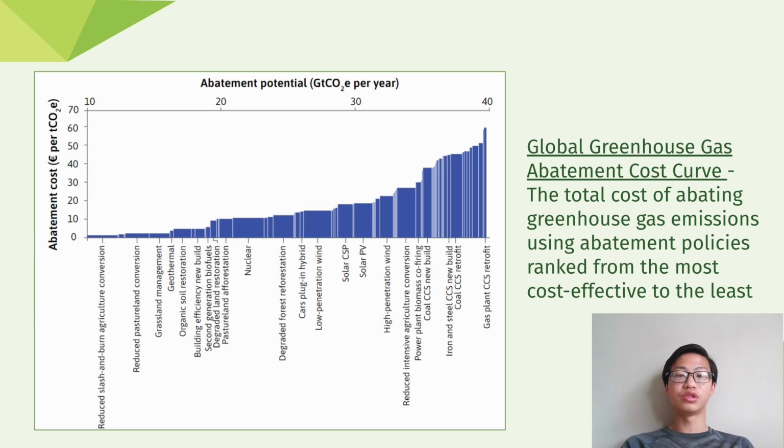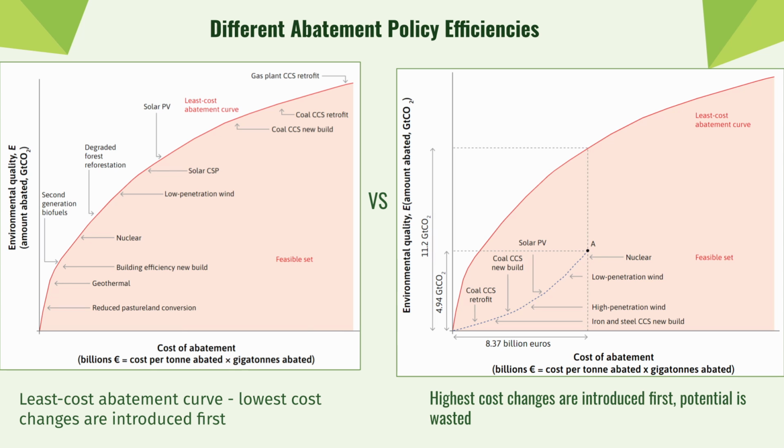This first graph shows the global greenhouse gas abatement cost curve, which shows the abatement potential of greenhouse gases using different abatement methods, ranked from the lowest to the highest cost. These next two graphs show how implementing abatement policies can have different effects and efficiencies based on how they are implemented. In the graph to the left, the least cost abatement curve is shown, where the lowest cost changes are implemented first. In the graph to the right, the highest cost changes are implemented first.